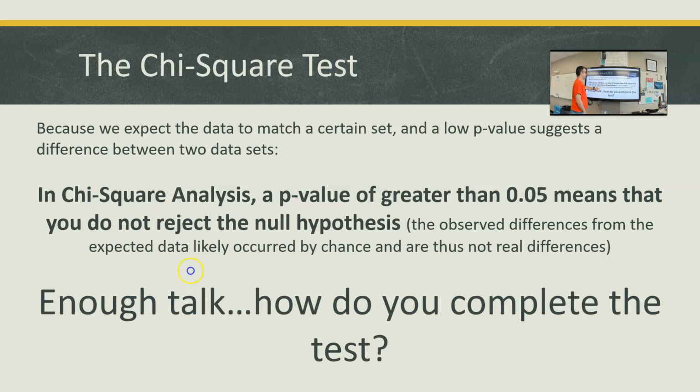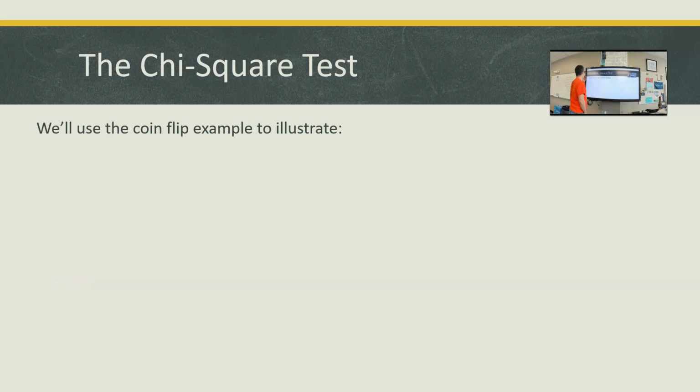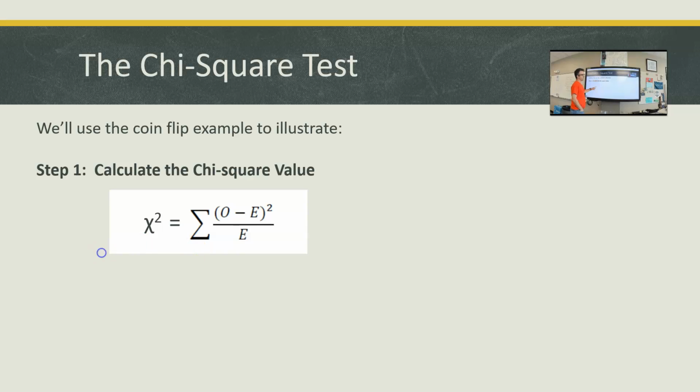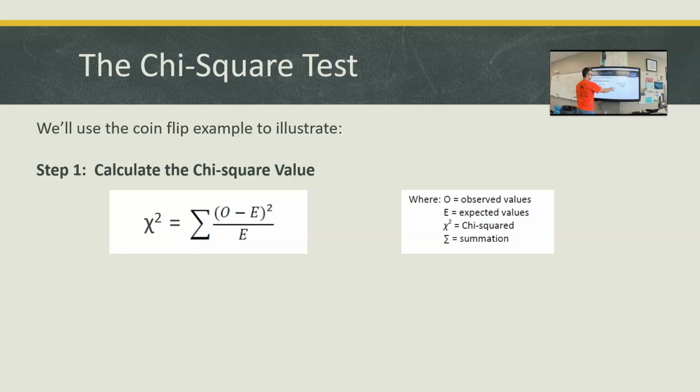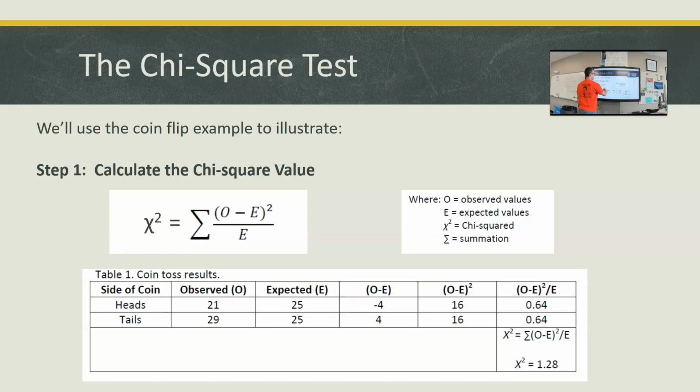All right, so enough talking. How do you complete the test? We'll use the coin flip example to illustrate. Step 1, you calculate what's called the chi-squared value using this equation. This x squared is not really an x, it's the Greek letter chi. Chi squared is equal to the summation of the observed values: you take each observed value, subtract the expected value, square it, divide it by the expected value, and then add every instance up.